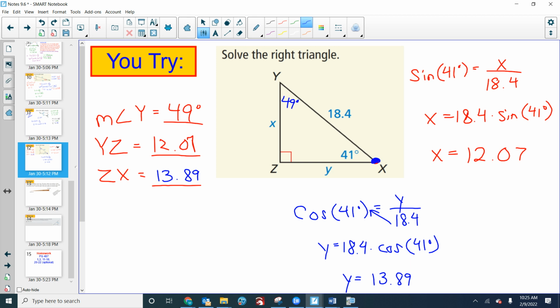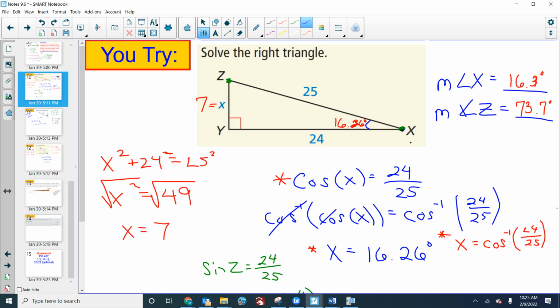So two types. One, you're given an acute angle. The other angle is easy to find. Subtract it from 90. No inverse trig used. Other type of problem, you're given two sides. Probably going to use the Pythagorean theorem to find the third side, and you will need an inverse trig function to uncover one of the angles. All right?